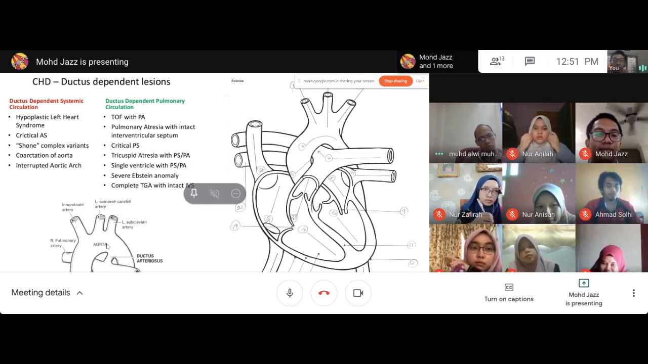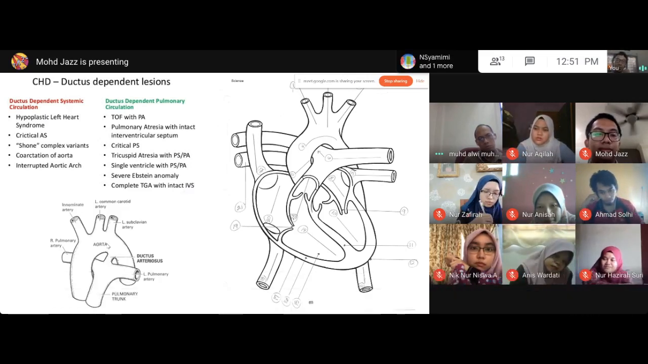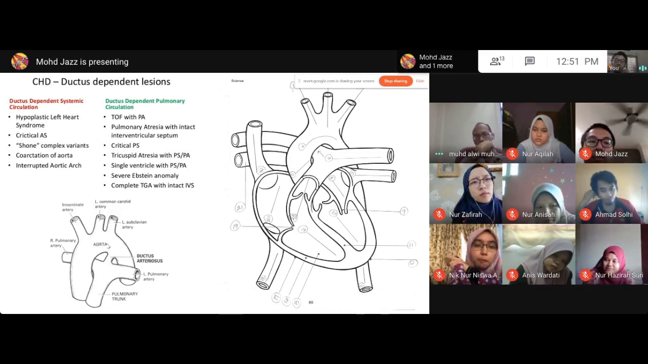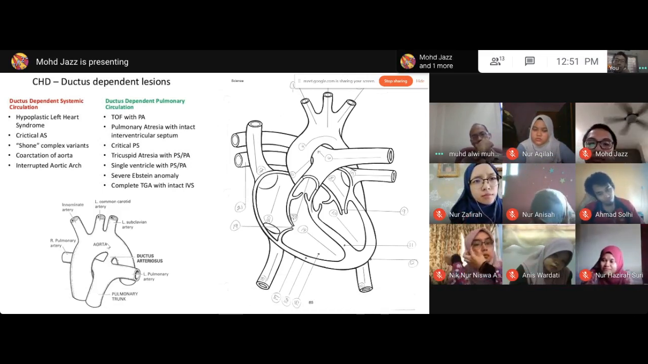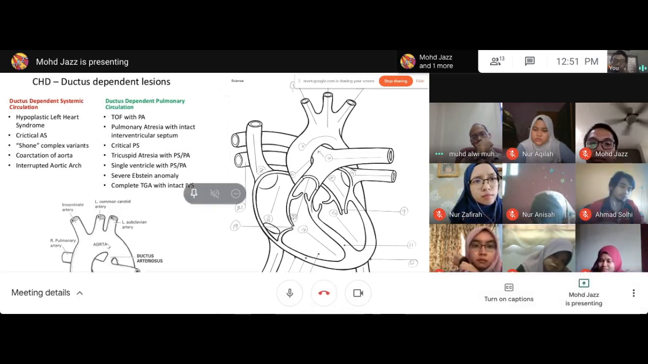So actually, it is called ductal dependent because there's a total obliteration of the aortic arch. Hence, the systemic circulation will totally depend on the PDA. Okay, and then we move on to the next one. Let's go into the ductus dependent pulmonary circulation.